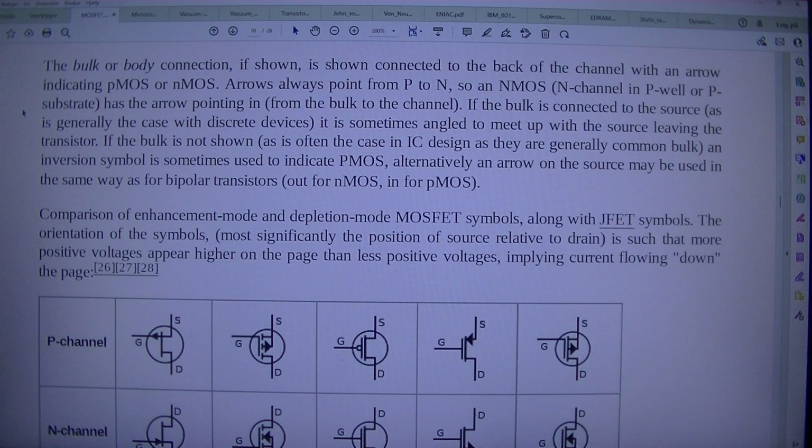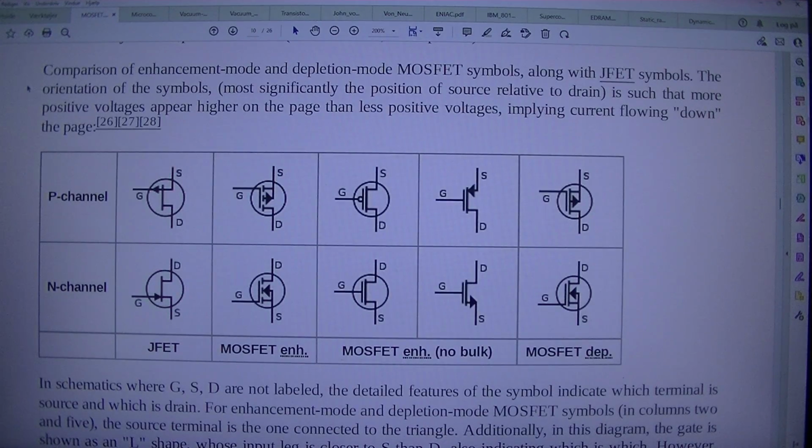If the bulk is not shown, as is often the case in IC design as they are generally common bulk, an inversion symbol is sometimes used to indicate PMOS. Alternatively, an arrow on the source may be used in the same way as for bipolar transistors, out for NMOS, in for PMOS. Comparison of enhancement mode and depletion mode MOSFET symbols, along with JFET symbols. The orientation of the symbols, most significantly the position of source relative to drain, is such that more positive voltages appear higher on the page than less positive voltages, implying current flowing down the page.